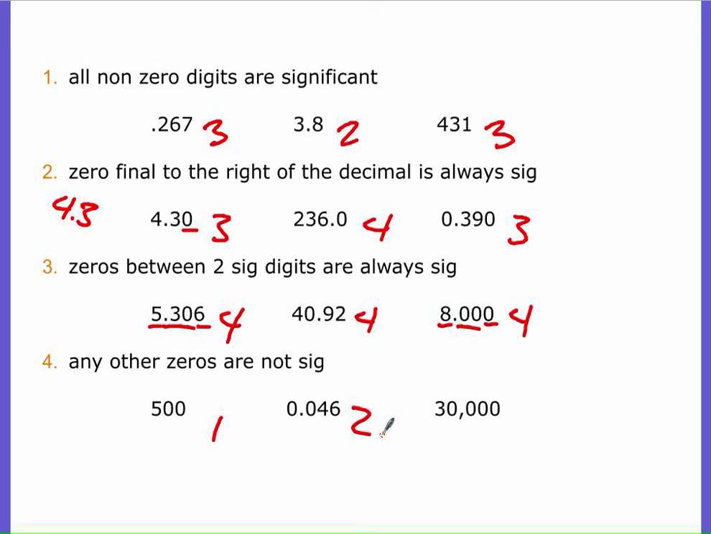I know that this 0 is behind a decimal, but it's not all the way at the end like rule number 2 says, so it doesn't count. That last number, 30,000, right, only has 1 sig fig. Again, same reason, you got trailing zeros, but there's no decimal, so they don't matter.